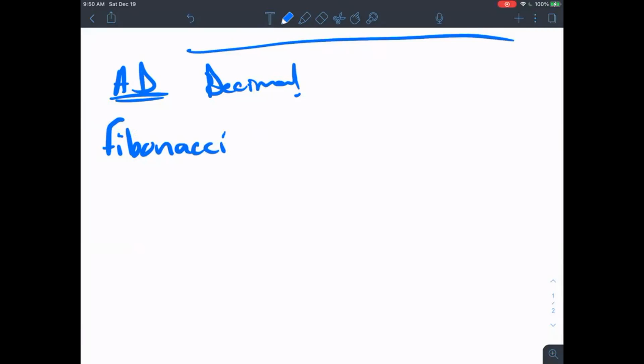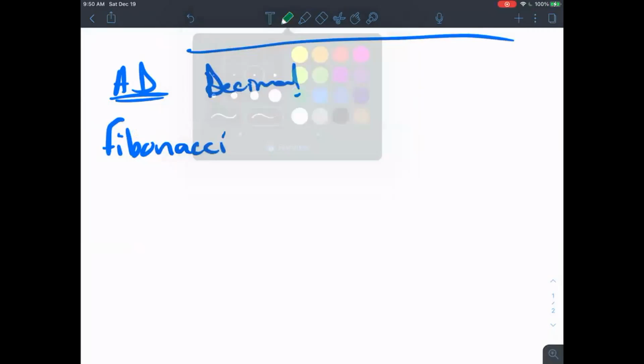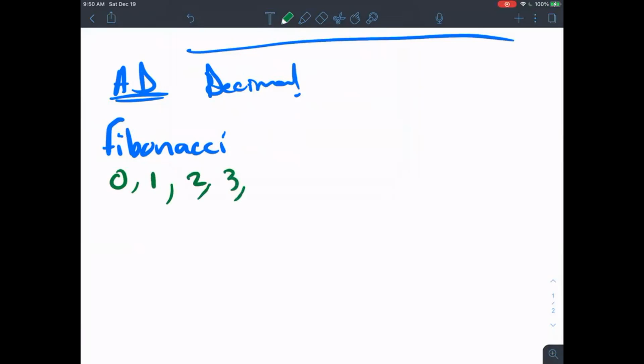Okay, so we know that Fibonacci's numbers are these numbers where you have 0 and 1. These are the base numbers, but then you add the two previous numbers to continue getting the numbers which you want. Okay, 13, 21, 34, and then you can continue.